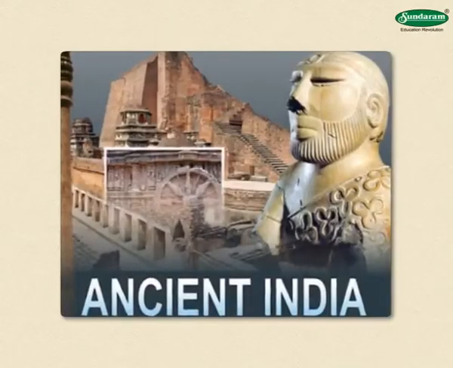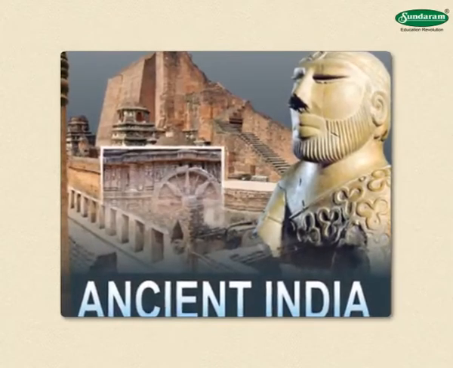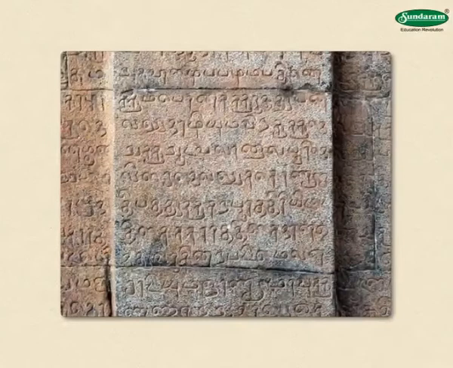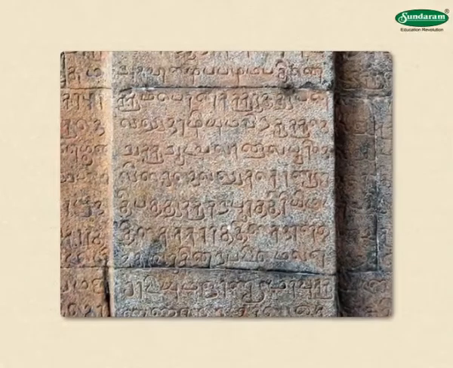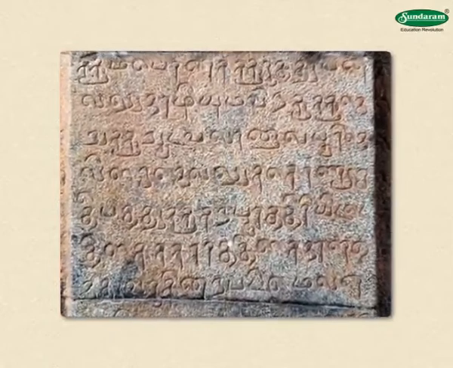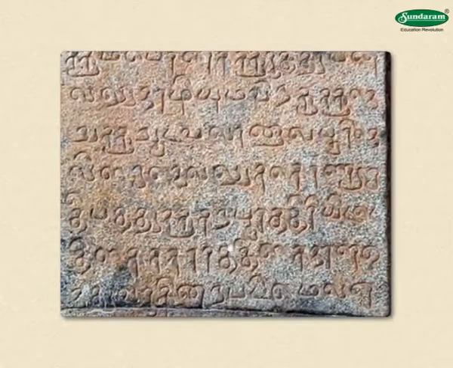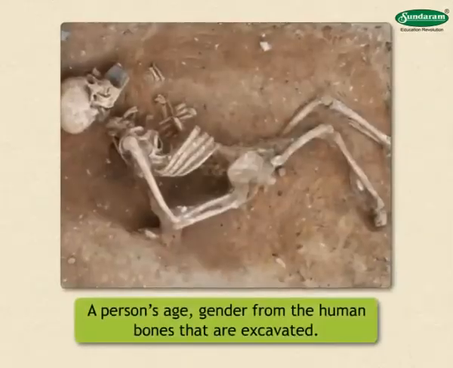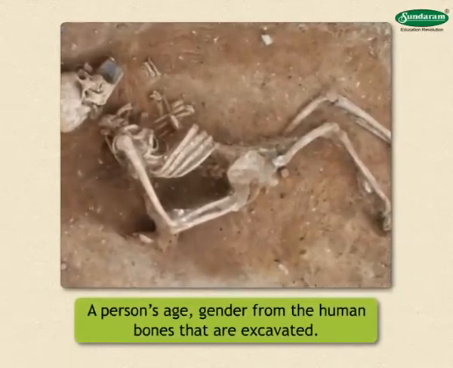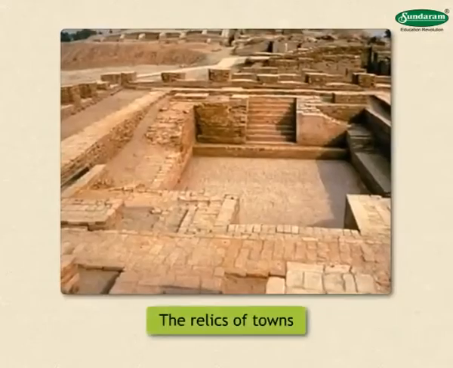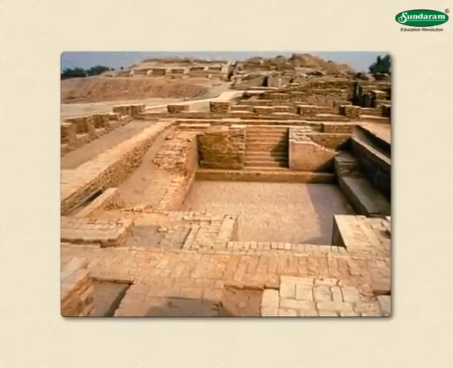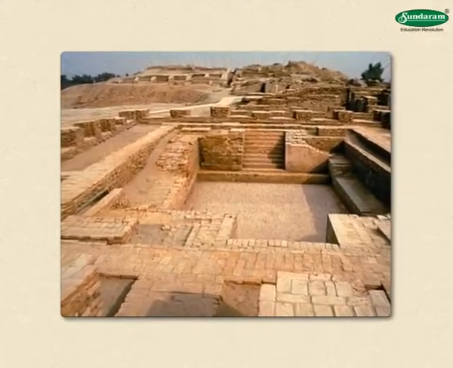We learn about the ancient period of Indian history through archaeological excavations. The information obtained through them is especially important for the period for which no written sources are available. We learn about a person's age, gender from the human bones that are excavated. The relics of towns give us an idea of the roads, houses, buildings, and town planning of that period.